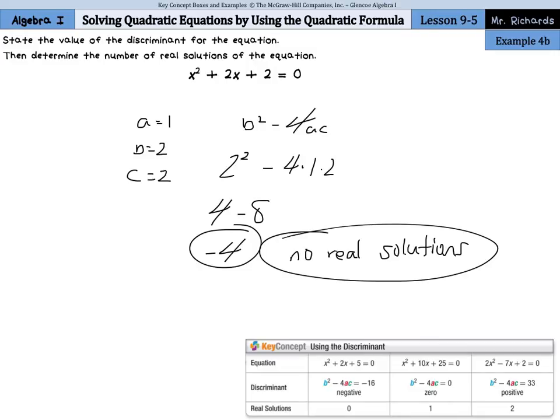And that is it for this lesson on solving quadratic equations by using the quadratic formula, as well as a summary of all of our different solving quadratic equations methods and the discriminant.